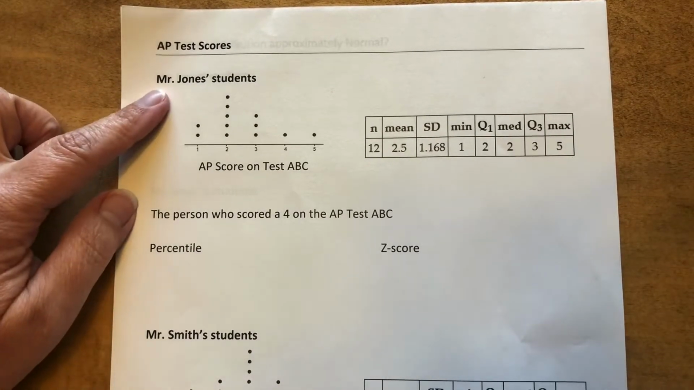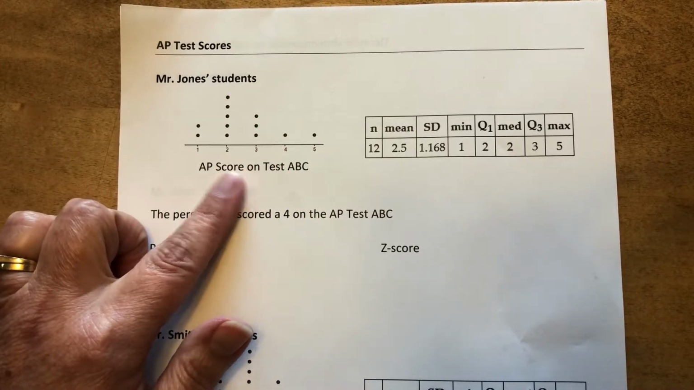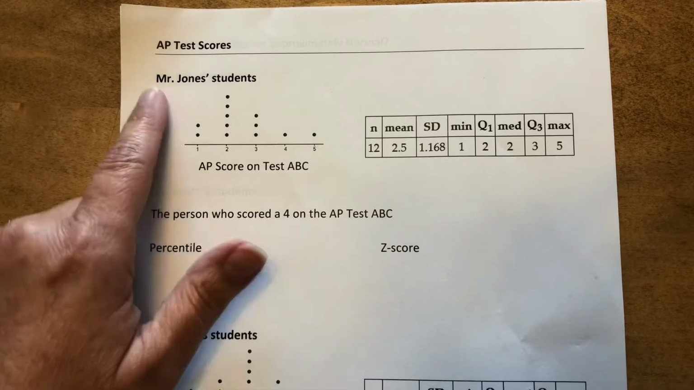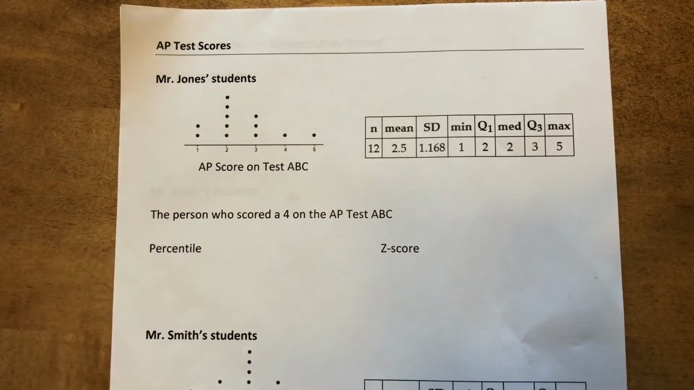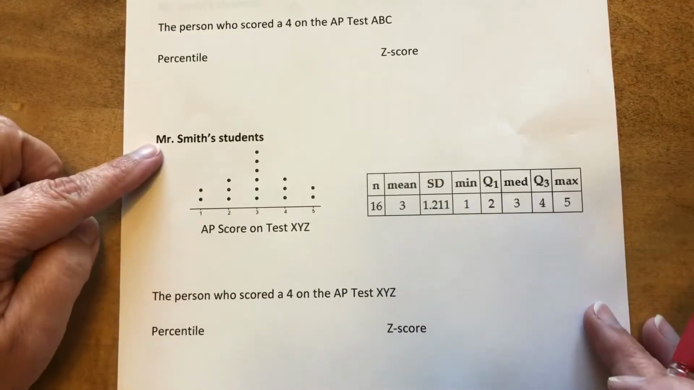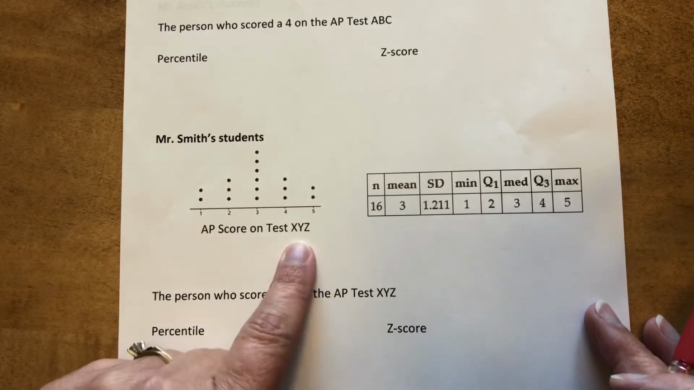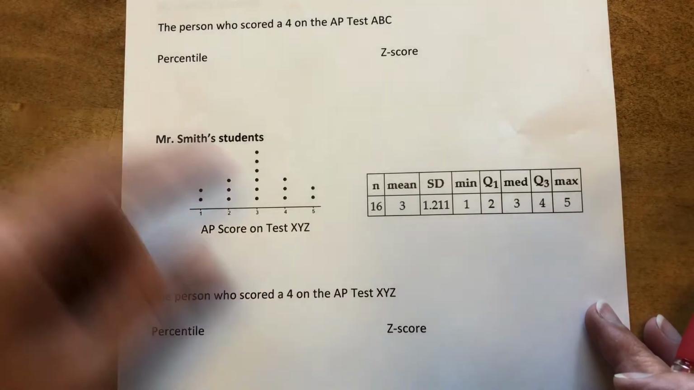We have Mr. Jones's students and the dot plot of the AP scores on test ABC. He teaches AP class ABC. I didn't want to use real AP classes, so I just made them up, okay? And then we have Mr. Smith's students, and these are the score distribution for his AP scores, and he teaches the AP class XYZ, okay?